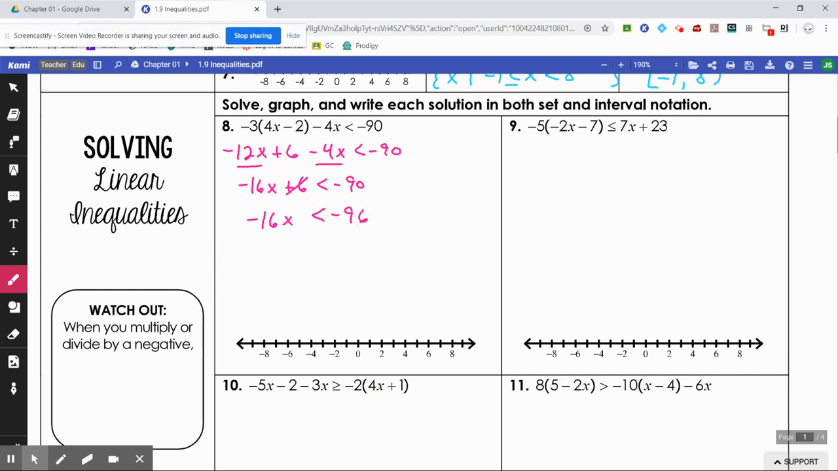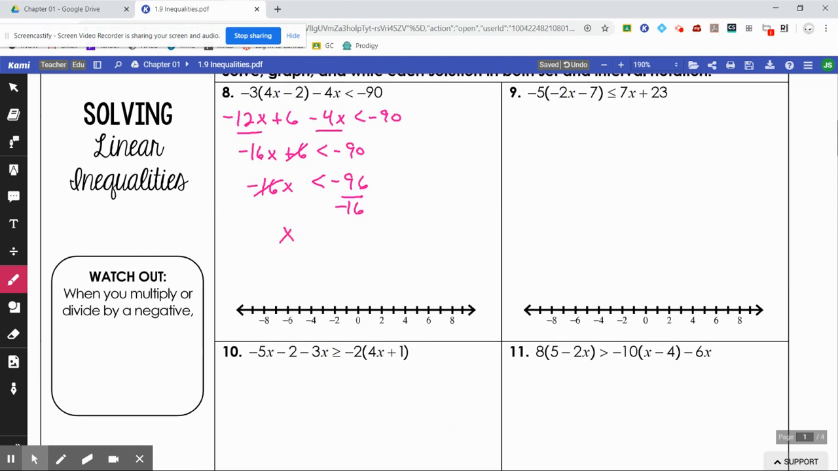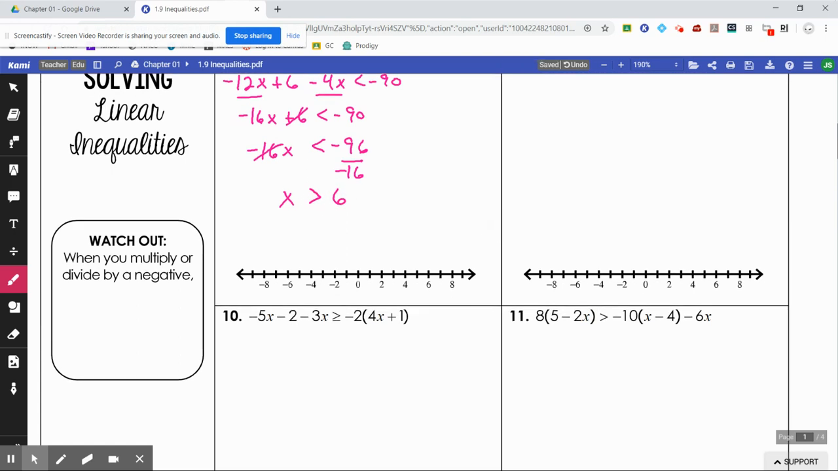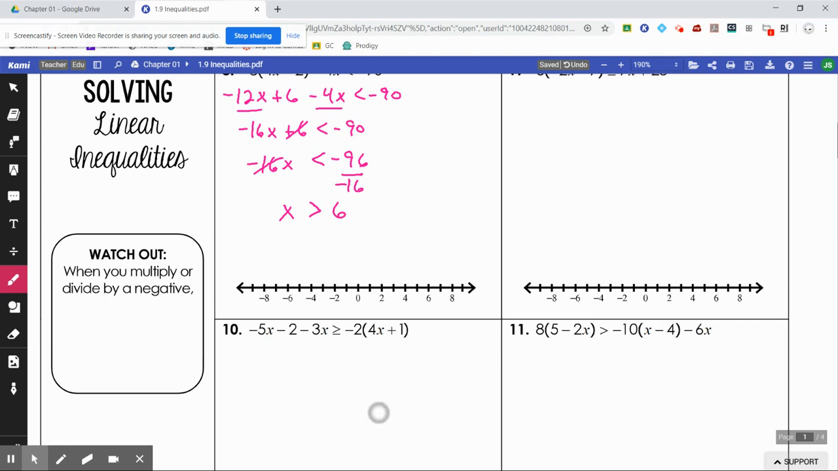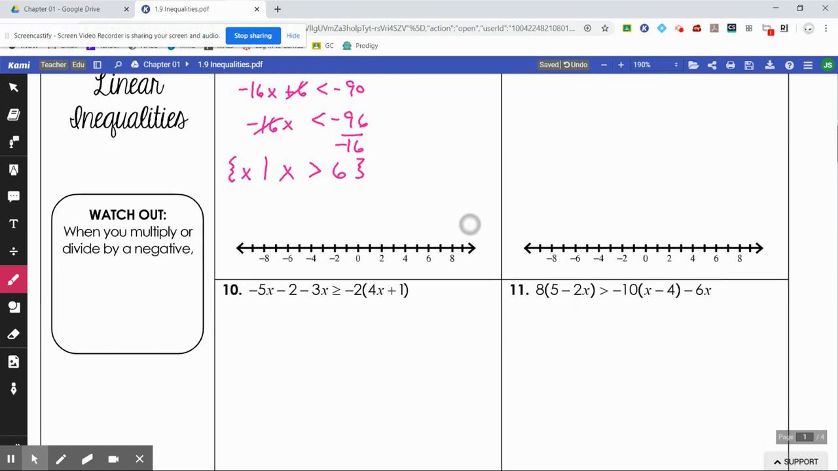Now here is the only difference between equations and inequalities. Just a reminder: if you move a negative by multiplying or dividing, I've got to divide by -16 here. When you move a negative by multiplying or dividing, this inequality symbol has to flip over. So you get x is greater than 6. So that means that your solution will be the set of all x's such that x is greater than 6.